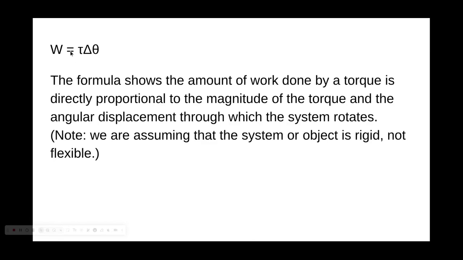So what this formula shows me is that if the torque goes up, the amount of work done goes up. If the angular position increases, then the amount of work goes up. So the work is directly dependent on both of these two variables. Now, I do want to keep reminding you that we're talking about rigid systems. In other words, the distance from where the force or the torque is being applied to the center of axis rotation is constant. It's not a flexible object that might have a changing radius.